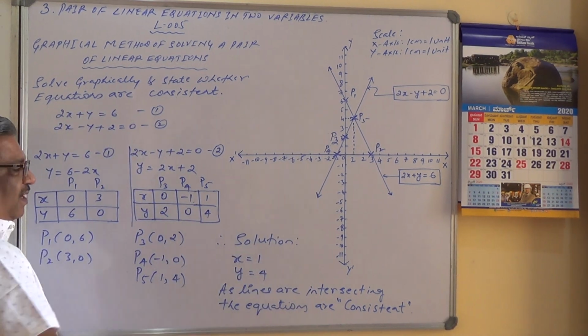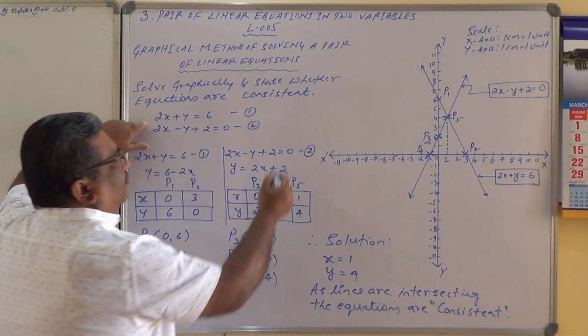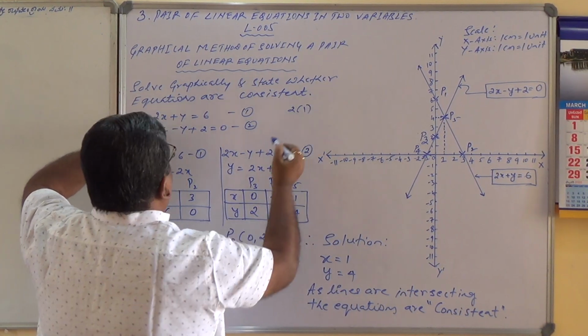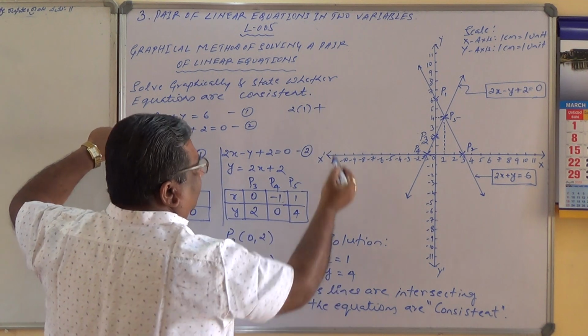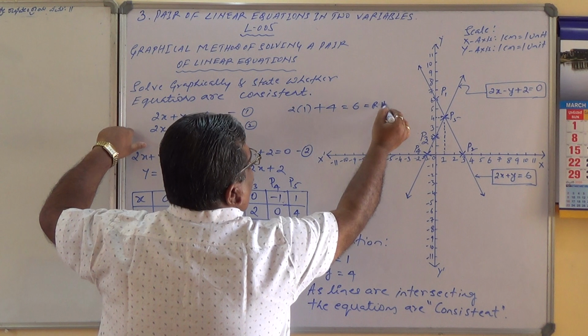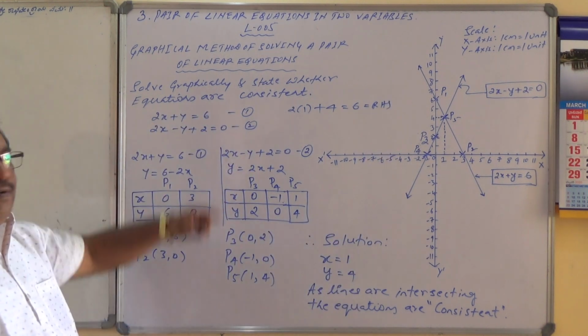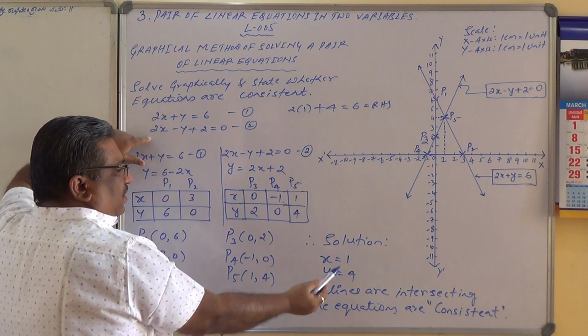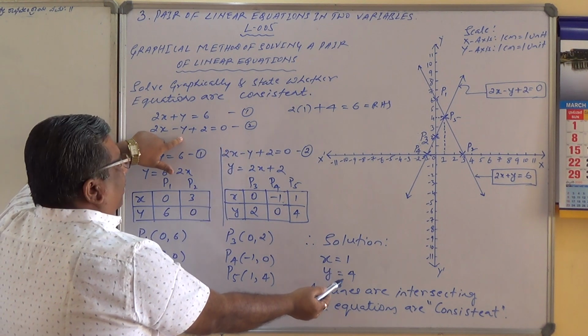Take x equals 1, y equals 4. Substitute in equation 1. x equals 1. 2 times 1 plus y value 4 equals 6, which is equal to RHS. So 1 is satisfied. Similarly, in the second equation, if I substitute x equals 1, y equals 4, can I get 0 here?